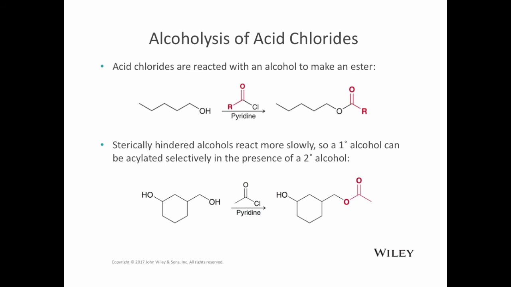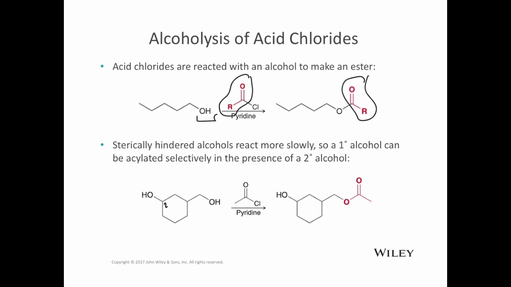Acid chlorides react with an alcohol to make an ester. So here we have the acid chloride, and the part shown in red gets attached to this oxygen of the alcohol to form this ester. Sterically hindered alcohols react more slowly. So, for example, a primary alcohol could be converted selectively in the presence of a secondary alcohol to an ester.